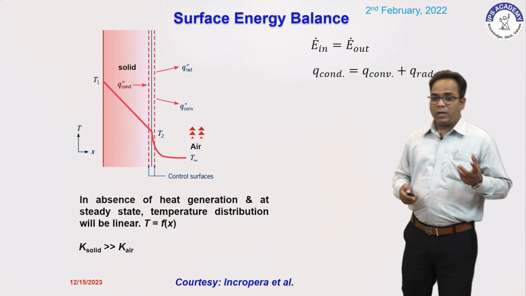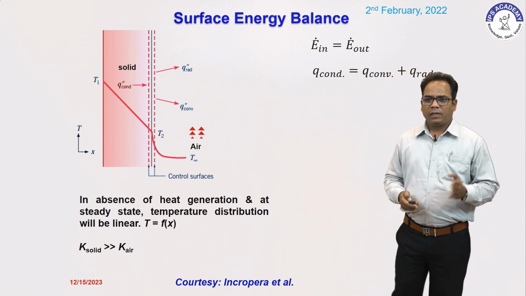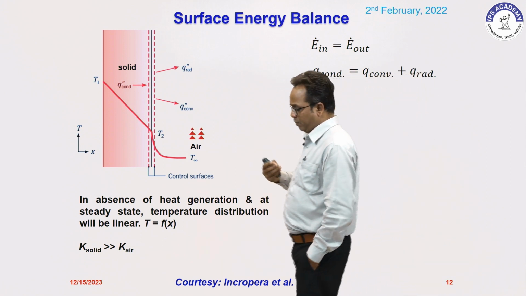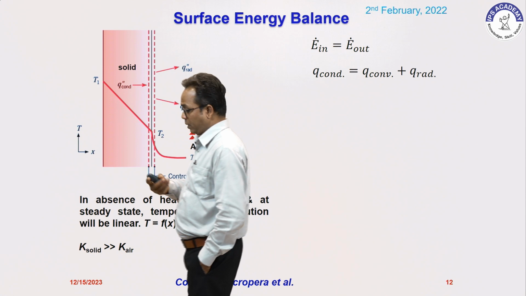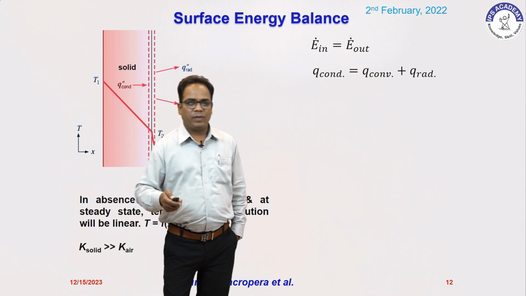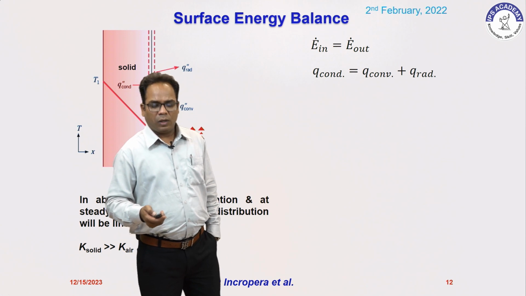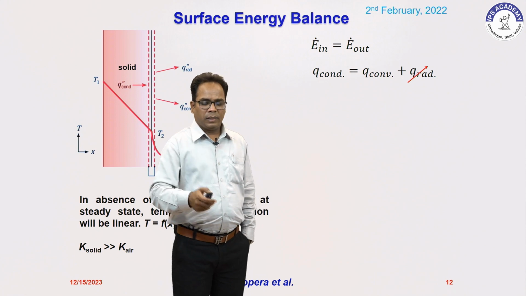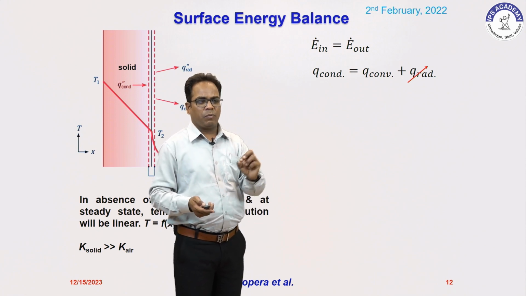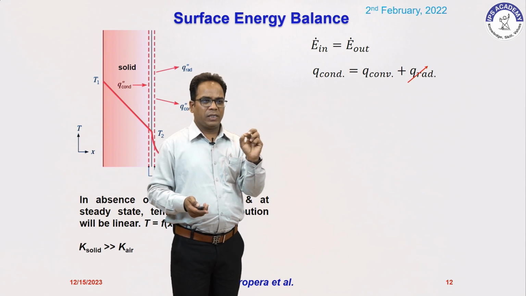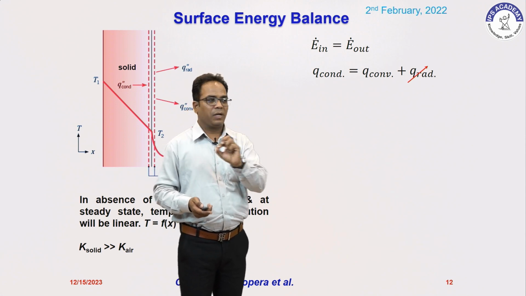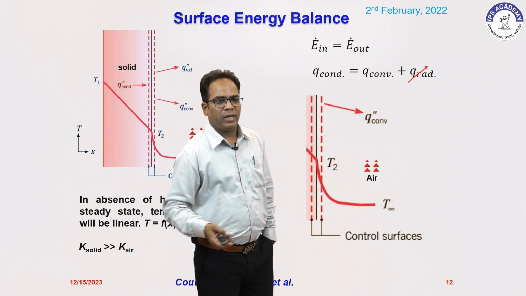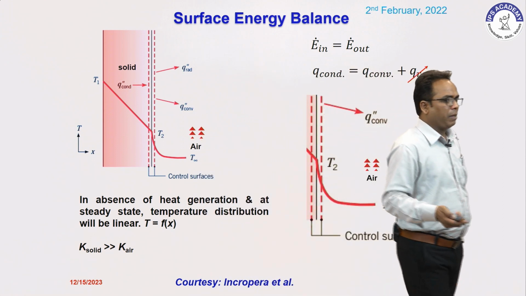So from the control volume or from the solid object, the mode of heat transfer is conductive heat transfer, and from the control surface, from the control volume to the ambient, the mode of heat transfer is either convective heat transfer or radiative heat transfer. But in the absence of radiative heat transfer, we can say exactly at the surface, the energy which is coming out from the solid body is transferred to the ambient. So that's why this conductive heat transfer is equal to convective heat transfer. But the only difference is the temperature profile will be changed.